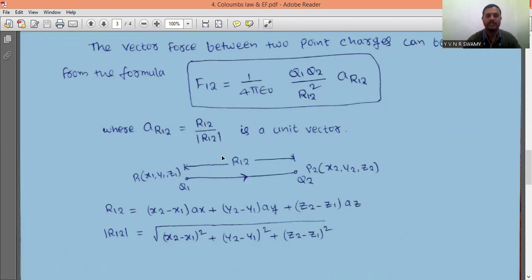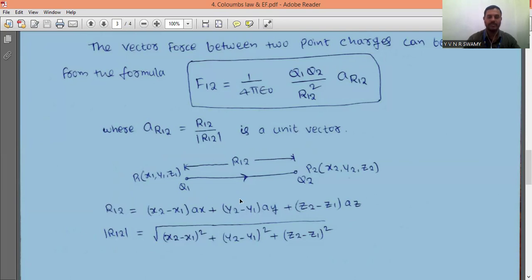Okay. So now we will find the distance between these two point charges. R12 is a vector, right? That is (x2 − x1) ax + (y2 − y1) ay + (z2 − z1) az. Then the magnitude |R12| is the square root of (x2 − x1)² + (y2 − y1)² + (z2 − z1)². So R12 is a vector, and |R12| is the magnitude of that vector.